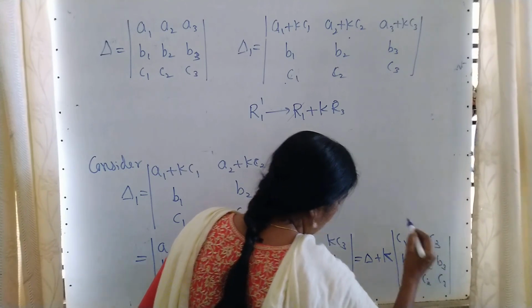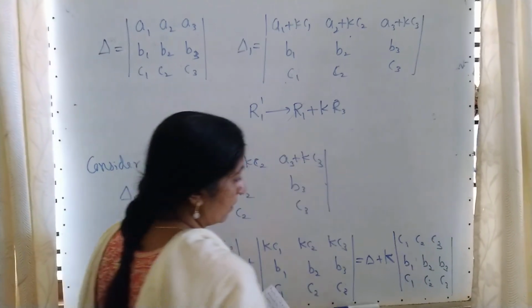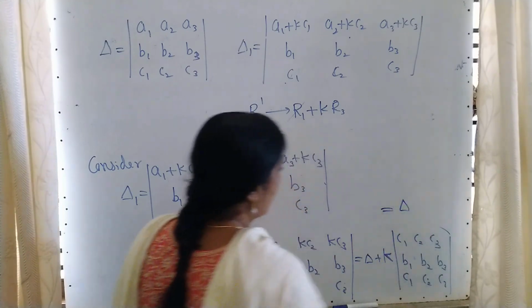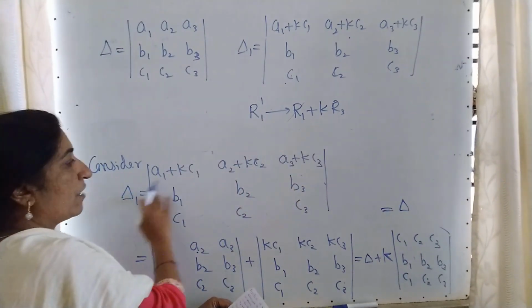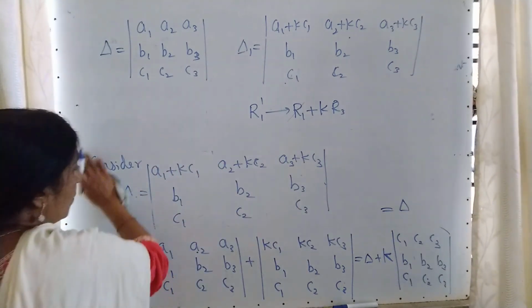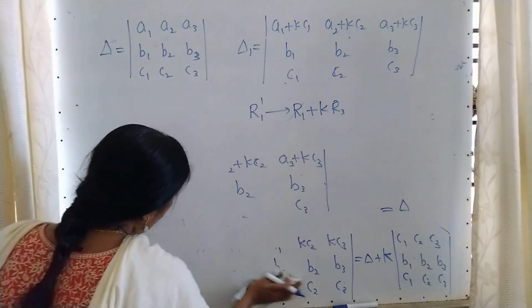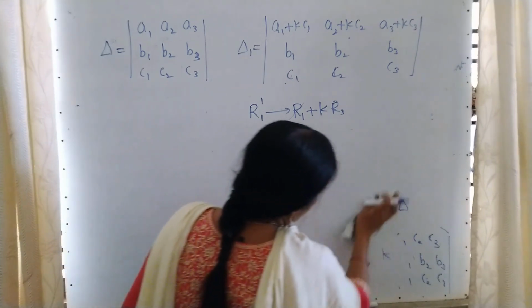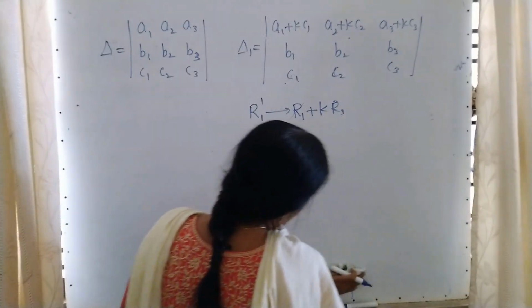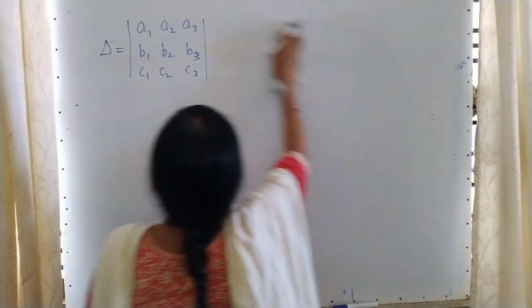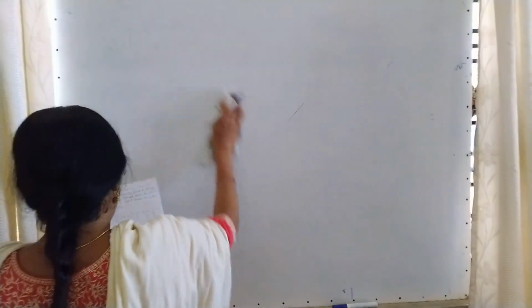Here the first and third rows are identical, so the answer is 0. This whole part becomes 0, then what will be remaining? Delta will be remaining. We started with delta 1, and we got delta. That means after applying different operations also the value of the determinant will not change, but the operations should be systematic. Whatever you want, not in a different order, you cannot; it should be in order. Now I am explaining with the help of an example.